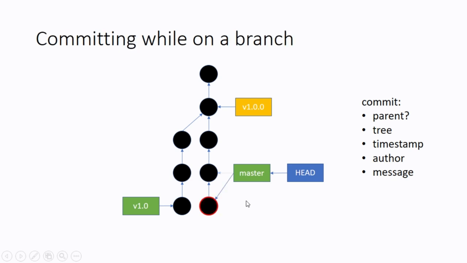And if I commit to master, it creates the new commit and moves the master branch, so it's a bit automatic. It would be too much of a hassle to do this manually.